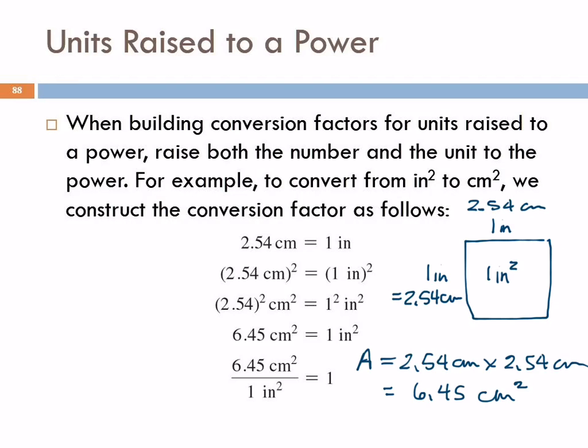The frequent mistake is students forget to square the 2.54. This area is not equal to 2.54 square centimeters because it was 2.54 on each side, and so the number has to be squared also. If it's cubed, you have to cube the number.